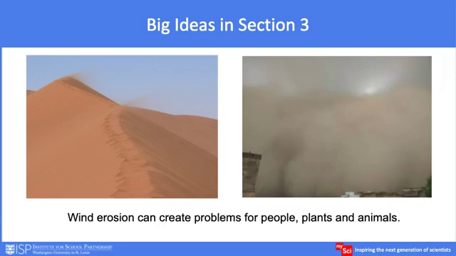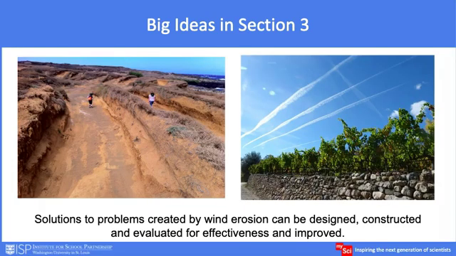They make connections between fast and slow changes to the land to consider the problems it can create when landforms change. They determine that humans can design, build, and test solutions to wind erosion and create a model of a windbreak that can be tested.